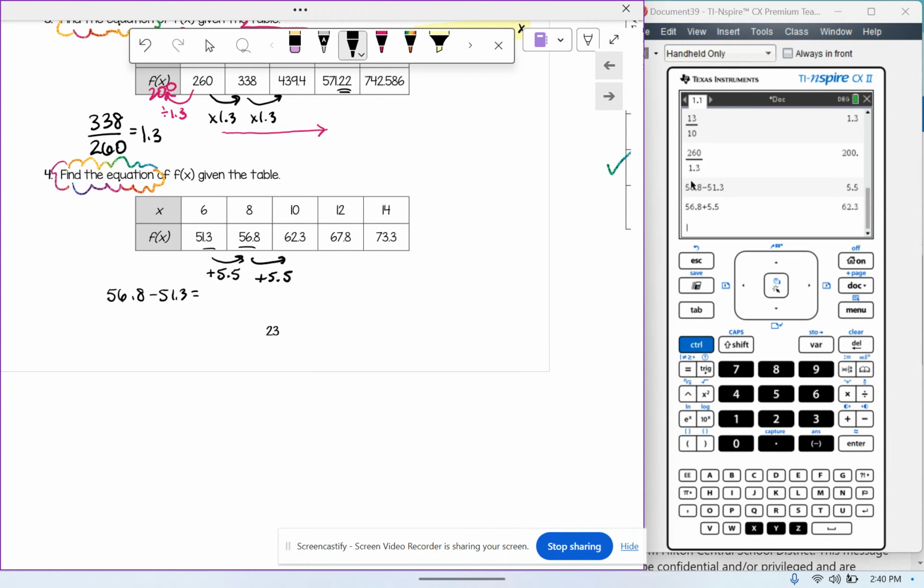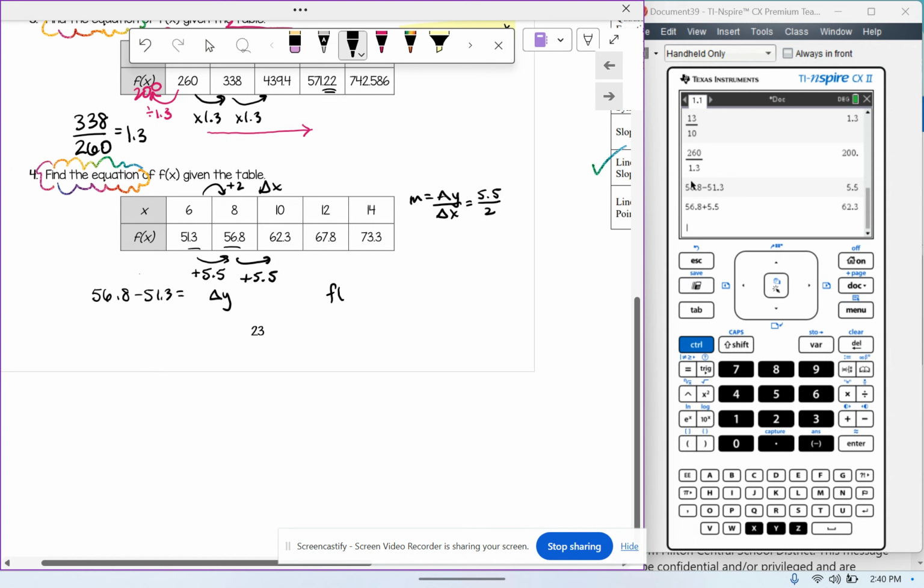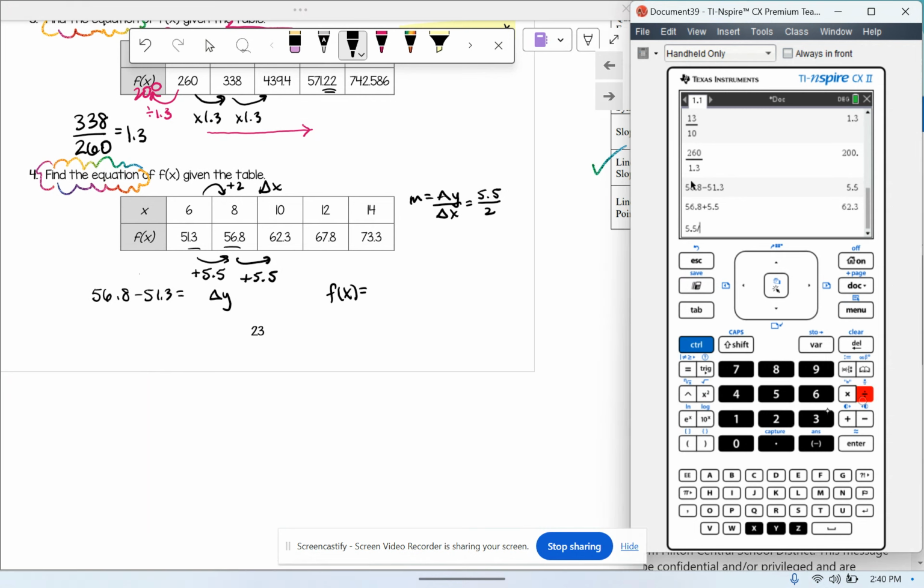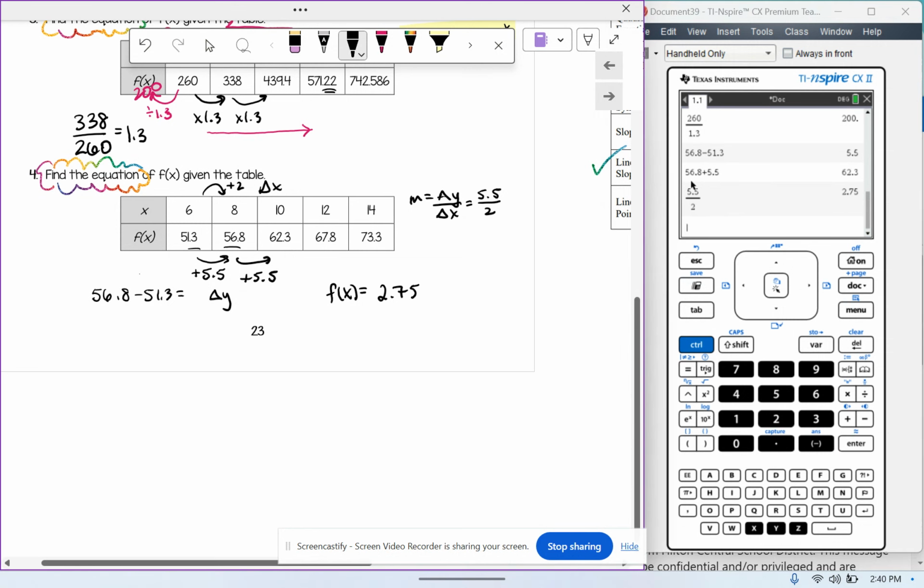And now I'm going to calculate the change in y over the change in x so I can get my slope. So this is the change in y. And then my change in x is going to be plus 2. So my slope is the change in y over the change in x. So it is 5.5 over 2. So now I have f of x is equal to 5.5 divided by 2. Since I'm already working in decimals, I'm just going to type it in here and see what I get. 2.75x. And then the table is at 6.